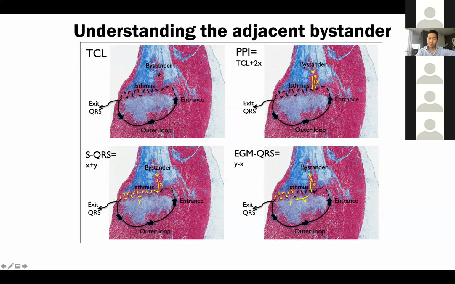The TCL comes around, you have to go back into the bystander, and by the time you go into the bystander, the circuit is that distance closer to the exit site, and that's why it's y minus x. That's very confusing, but when you do the algebra and you take x plus y minus x, it's the same difference as 2x, which is your PPI minus TCL. So I'm happy to send this slide out, but hopefully that settles, once and for all, that the difference is exactly the same: the stim to QRS, the EGM to QRS, and your PPI minus TCL.